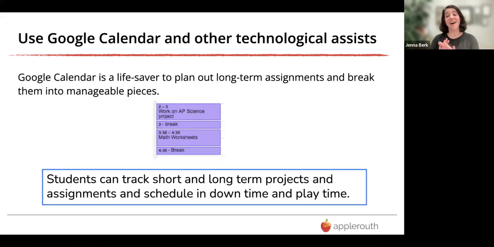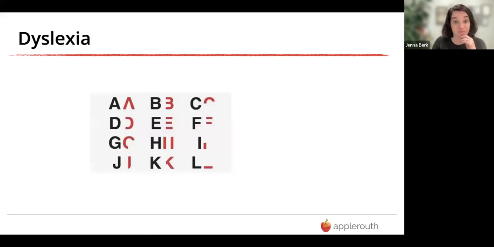Google Calendar, I love it. I plan out everything. You can plan out your long-term assignments, break them into manageable pieces. You can track your short and long-term projects and assignments and schedule in downtime, which is super important. Everyone forgets to give yourself that break, but you definitely want it to be in there.